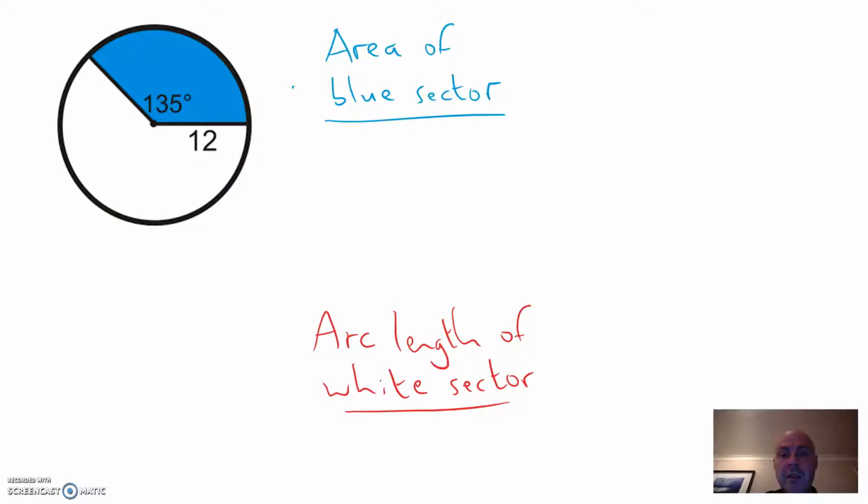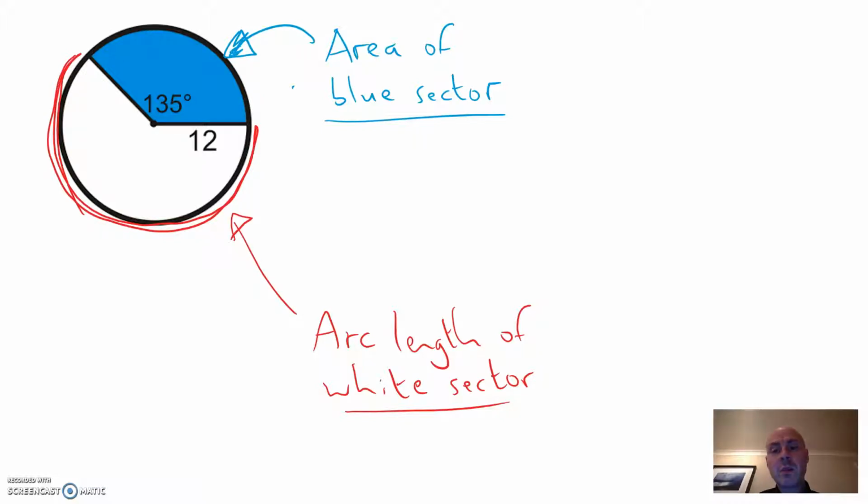Okay, so just to clarify, you're working out the area of the blue sector. That's just like we've done it before, the area of that blue part there. But the arc length, slightly different. Rather than the sector with 135 degrees, I want you to work out that arc length, the arc length of the white sector, the major sector. Okay, good luck. Pause the video. Answers will flash up at the end.